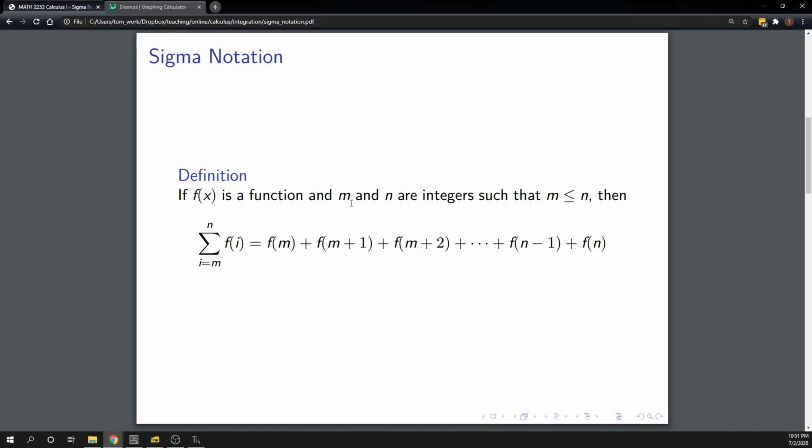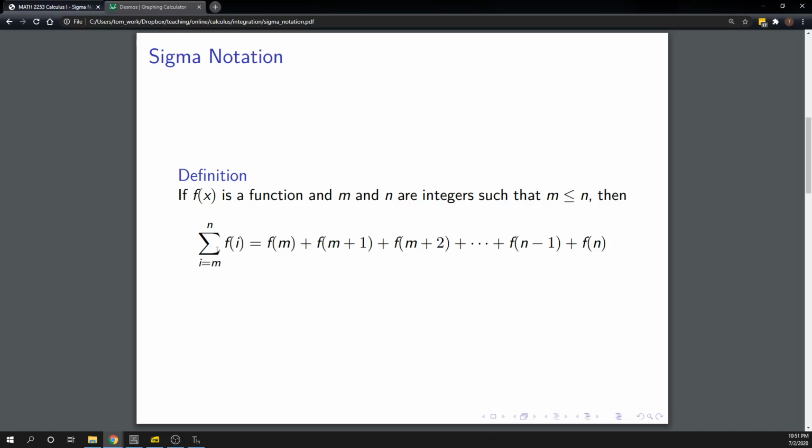If I have a function f of x and m and n are integers such that m is less than or equal to n, then this symbol over here is read as the sum as i goes from m to n of f of i. So this is sigma notation.